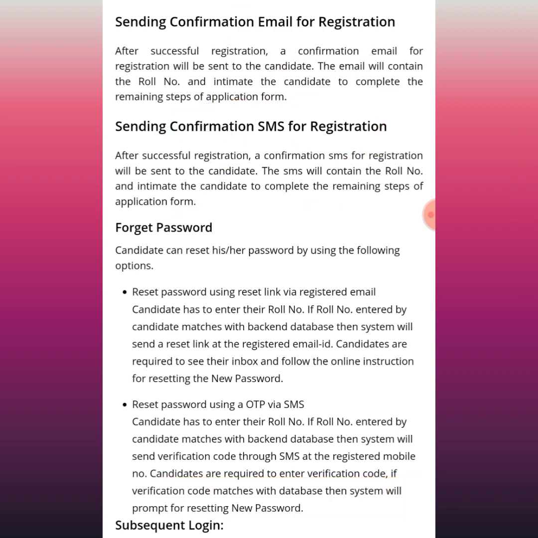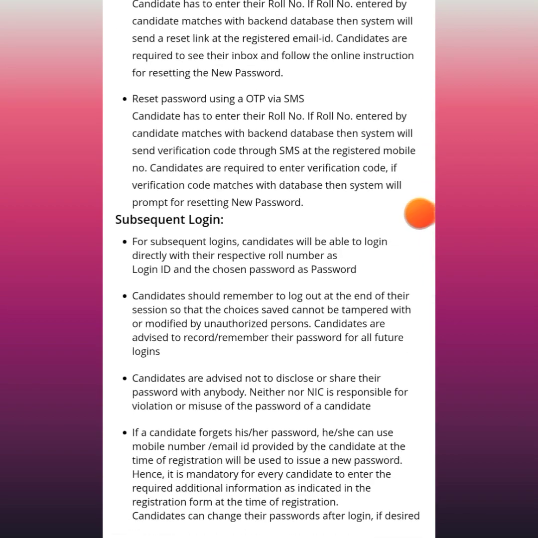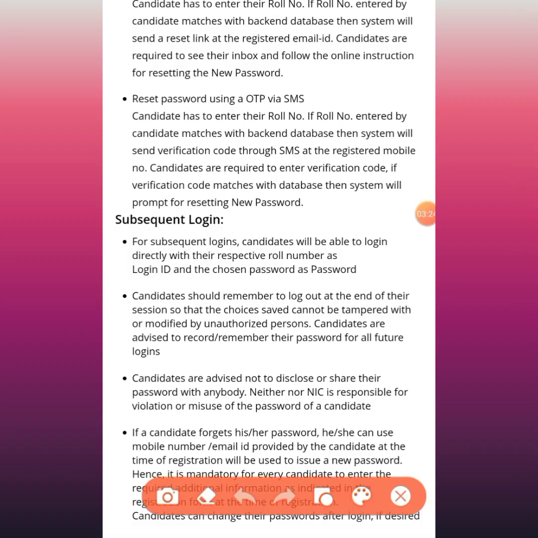Now the forget password option is there. As you all know, sometimes we forget our password, so you have to update your mobile number as well as email address. Here two types of reset password options will be there. One is using OTP via SMS, and the other is using a reset link via registered email. You all know this whole process.